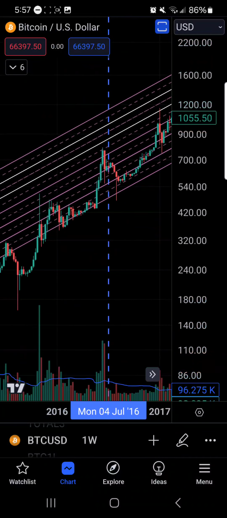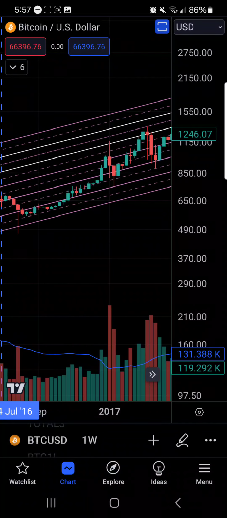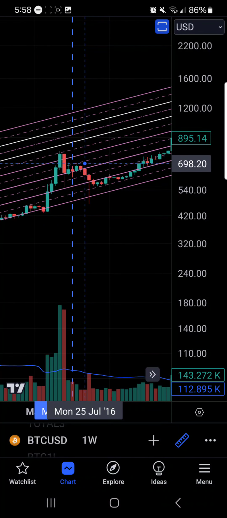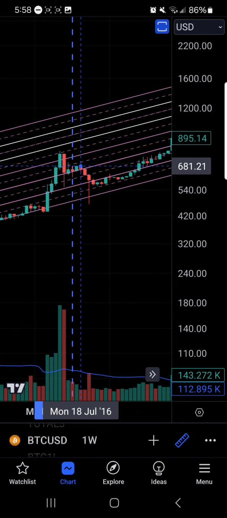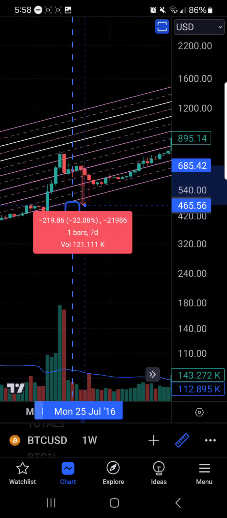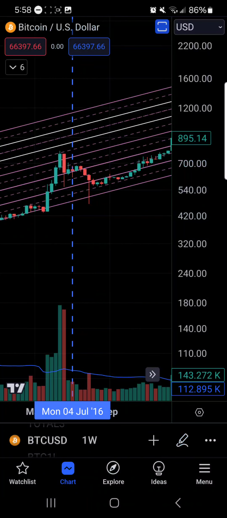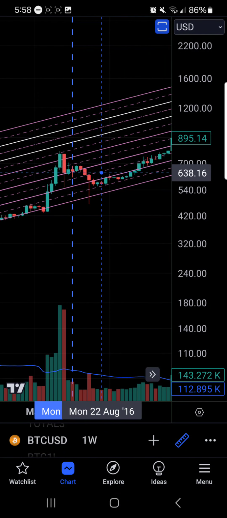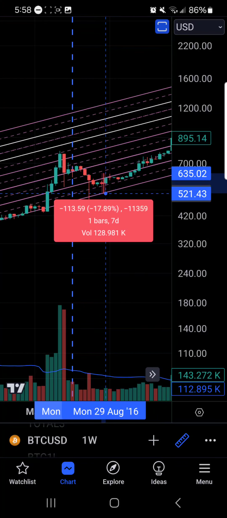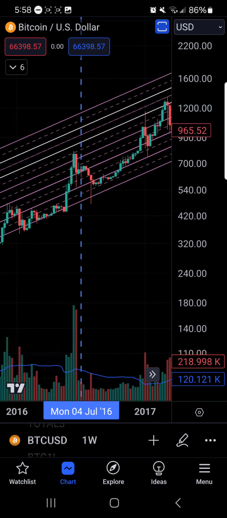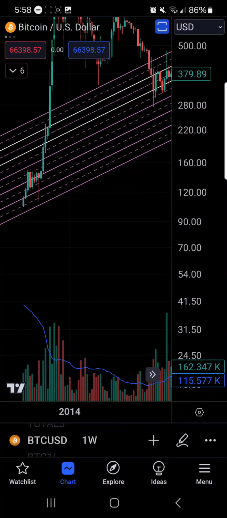That was 2016. Let's measure this initial one here, from there to there. It's about a 30% move. And on that single week, about a 25% move. All right, let's go back to the previous one.